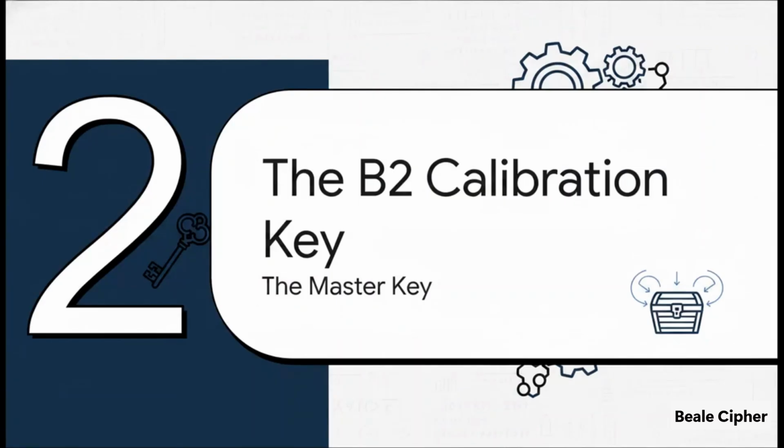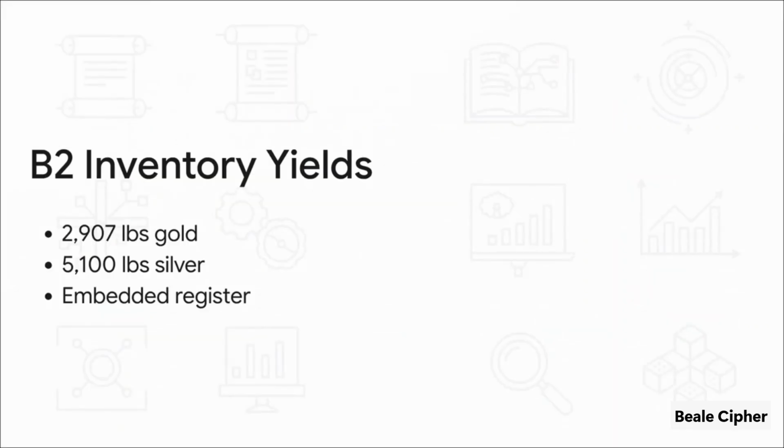Section 2, the B2 calibration key. So if B2 is the calibration layer, how exactly does it work? Well, it acts as a mechanical master key. When you decode B2 using the standard method, it plainly lists the contents of the hidden vault. It tells us there are 2,907 pounds of gold and 5,100 pounds of silver. Now, for centuries, people just stopped reading there, completely blinded by the idea of all that gold and silver.